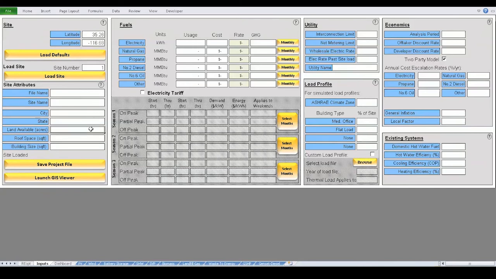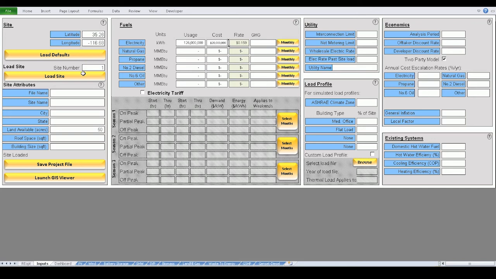Next, we'll enter the amount of space the site has available for renewable energy development. Then, in the top middle section, we'll enter the site's current annual utility energy consumption and annual energy cost, which is used to calculate a blended rate for the analysis.